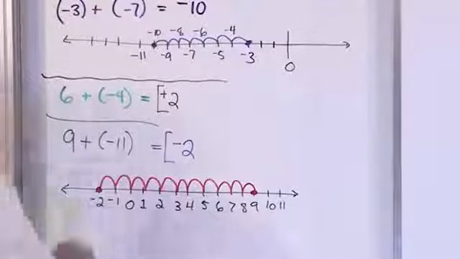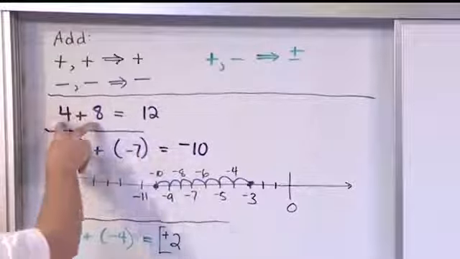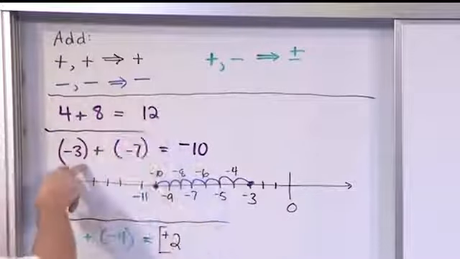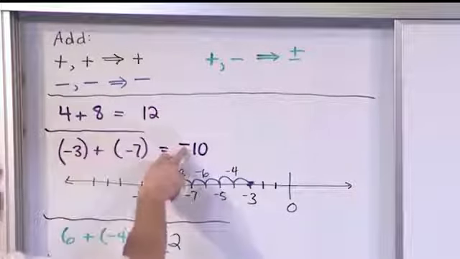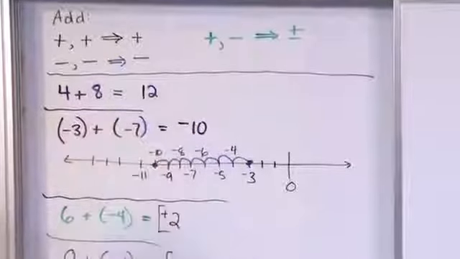So again, let me recap here before we go on and solve some more problems. Positive number plus positive number always gives you a positive number. Negative number plus negative number always gives you a negative number. You just simply add the absolute values here to get the number.